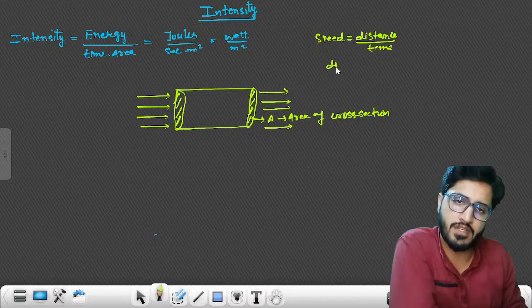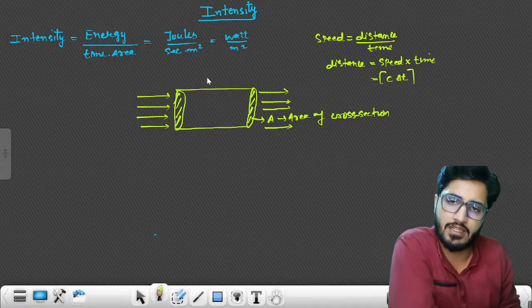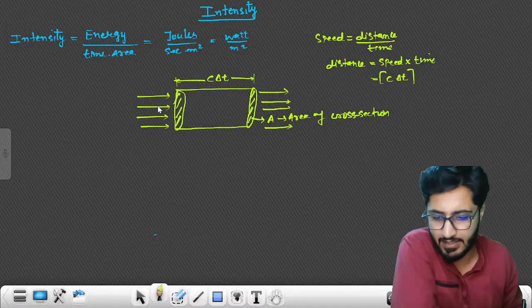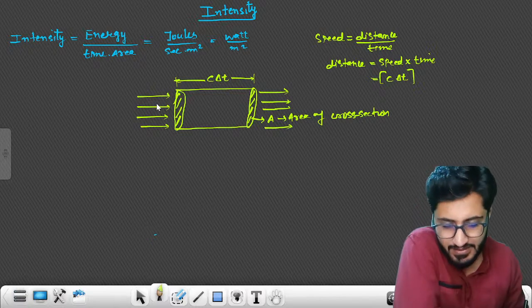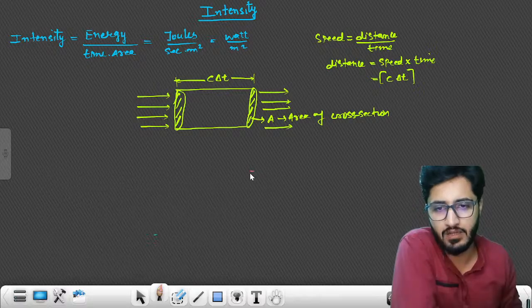So what will be the distance now? Is it speed multiplied by time? What is the speed of light? It is c, and the time is delta t. So I can write this length will be c delta t. This length of this part will be c delta t. Done? Look now.